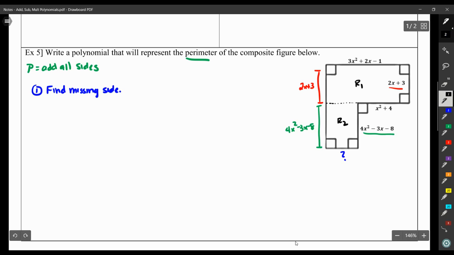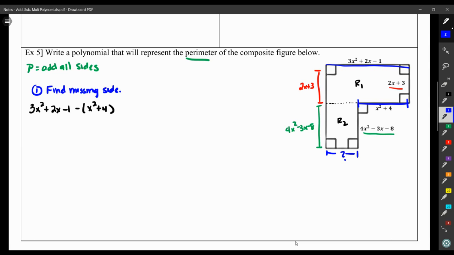And so I know that the missing side is going to be the top, 3x squared plus 2x minus 1, minus x squared plus 4. Because I do know that this is the entire side, but if I subtract just from here to here, all I'm going to be left with is the blue question mark space.